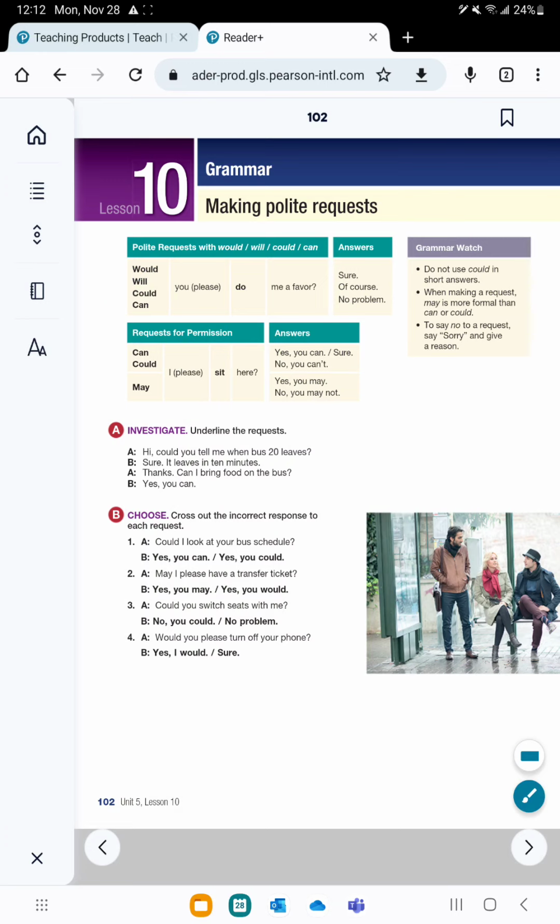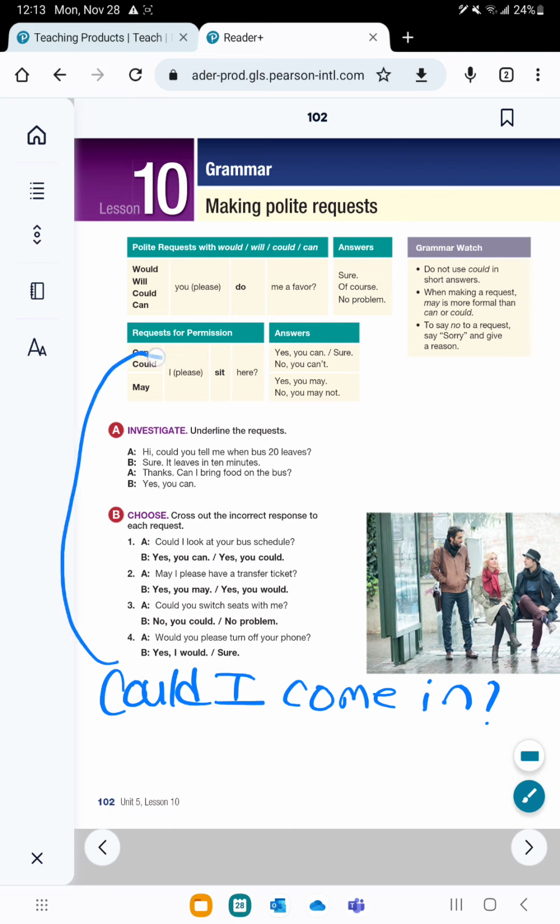So again, these are polite requests, and you sometimes want to use please. So for example, if I were to say, could I come in? I am asking there, it's a polite request, but I'm asking for permission. I want to know if you will allow me to come in to your house, to your room, to your car, whatever the location is.